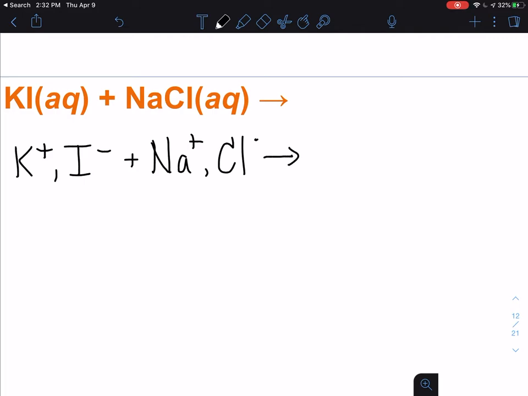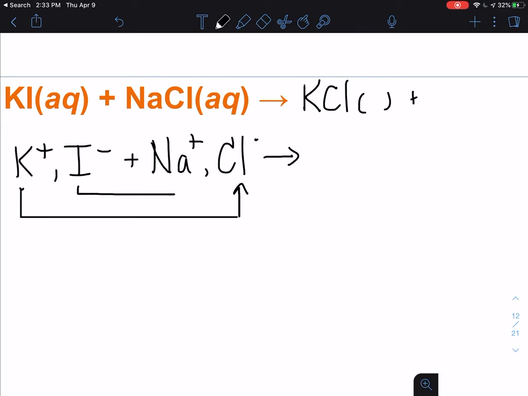Now we're going to pair this guy up with this guy. So we're going to make potassium chloride, and we're going to make iodide and sodium come together. All the charges are good. That's how quickly you can do it, because all the charges cancel. So that's great. Now we can consult our solubility table.